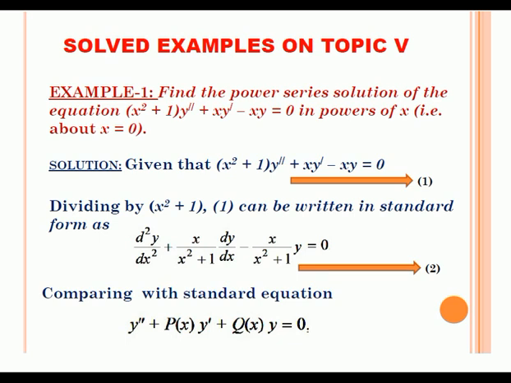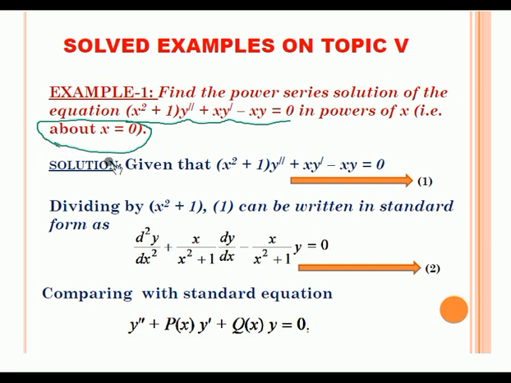The same technique I'll adopt here. So let us go for the first question. Find the power series solution of the given differential equation, x square y double dash xy dash minus xy equal to 0, in powers of x, that is about x equal to 0. So that means they have already mentioned the point about which we need to determine the solution.